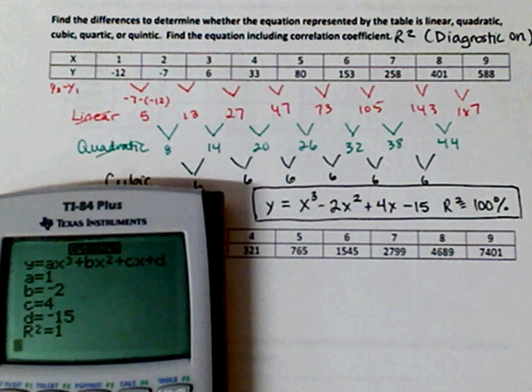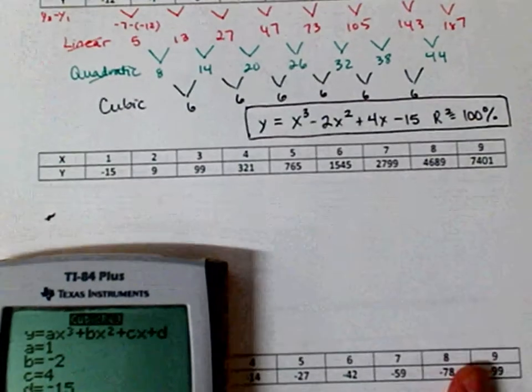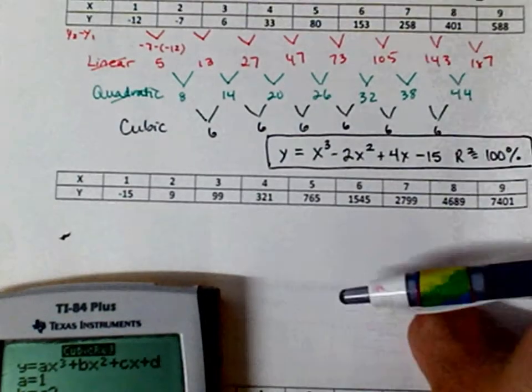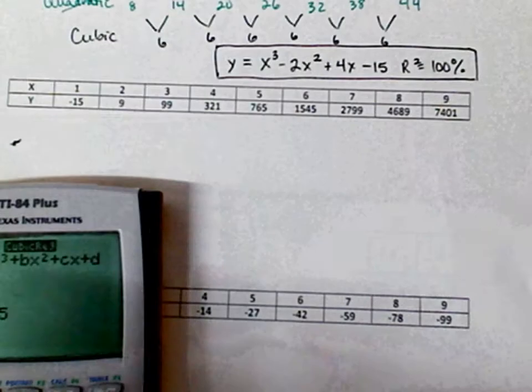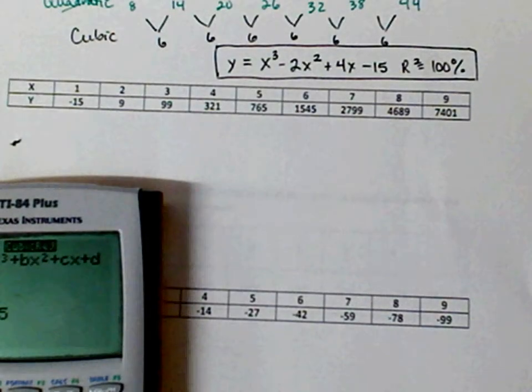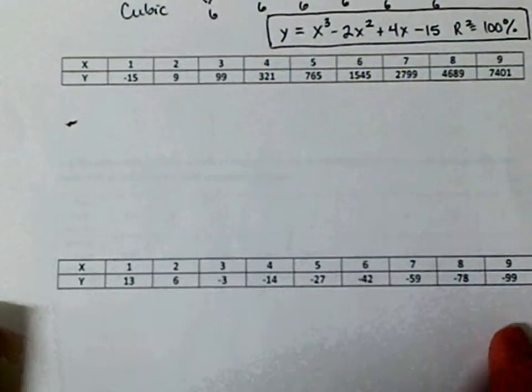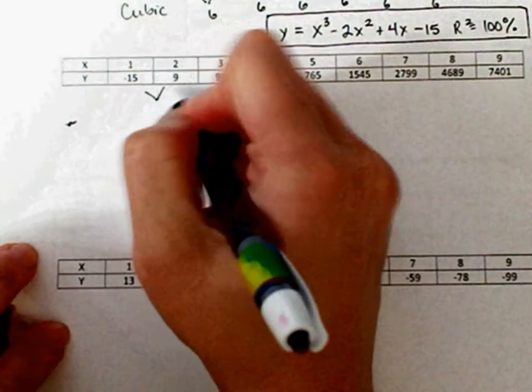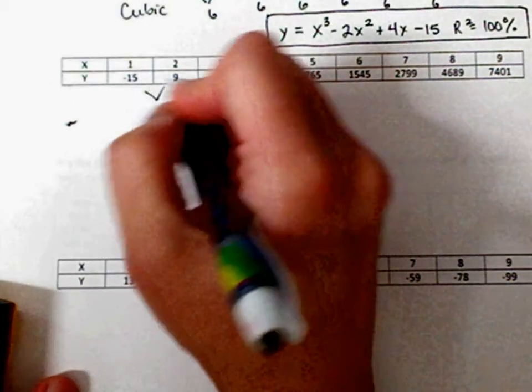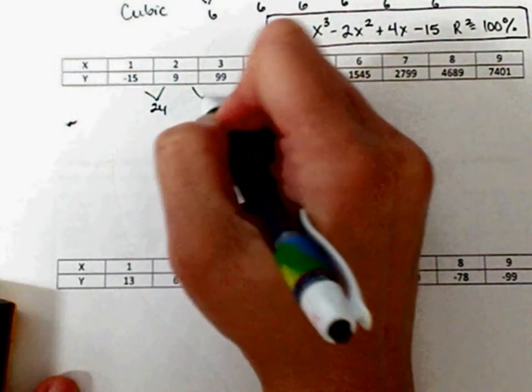All right, let's go to number 2. And we are going to do the same thing on number 2. Okay. Let me set that aside. And let's start doing our successive differences as well. Remember, 9 minus negative 15, so that's 24. 99 minus 9 is 100.